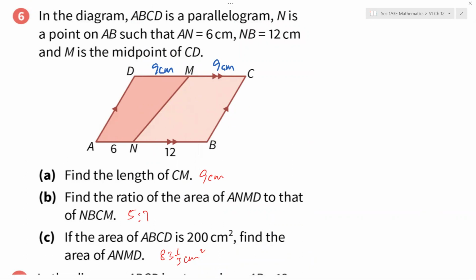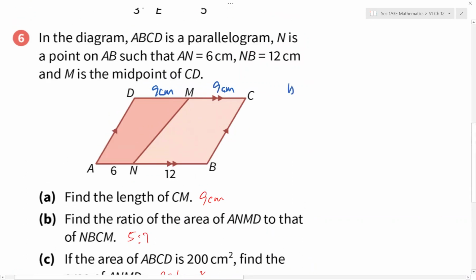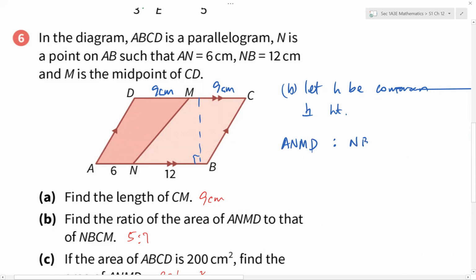Okay, so we need to write down for part B, let H be the common perpendicular height. H has to be the common perpendicular height because these two trapeziums do share the same perpendicular height. It's quite common. It's the same. And now we can write down the ratio. Area of ANMD to NBCM.